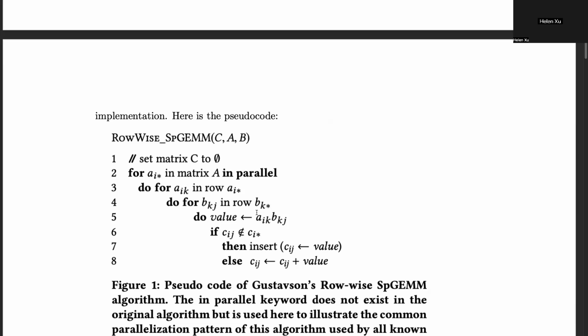And then you get this value, which is just the thing that we're accumulating into C, which is, again, the multiplication A_ik times B_kj, just the same as always. And this is just saying if we have already accumulated something into C_ij, then we update it. Otherwise, we just set it to the value.